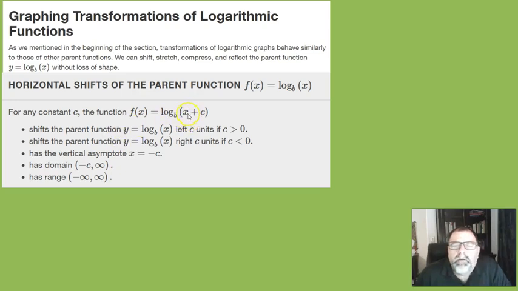Okay, so we're going to take all our x coordinates and subtract c. If this is plus c, we're going to move it to the left. If it's minus c, we're going to move it to the right. And then the vertical asymptote gets shifted, and the domain gets shifted. The range is going to stay the same.